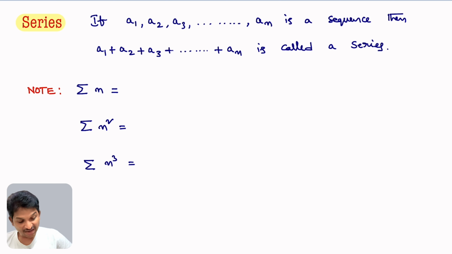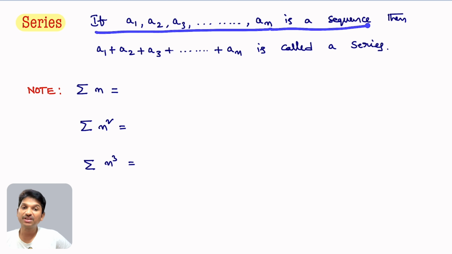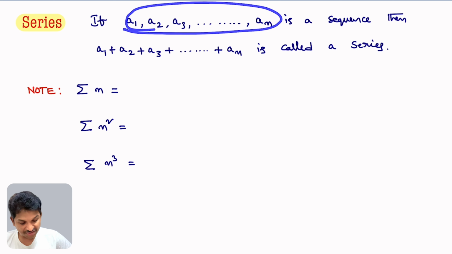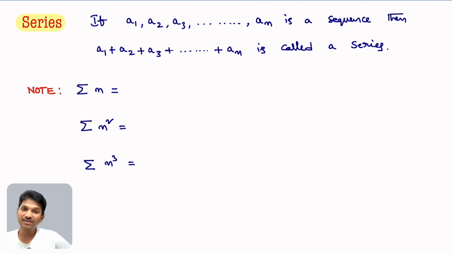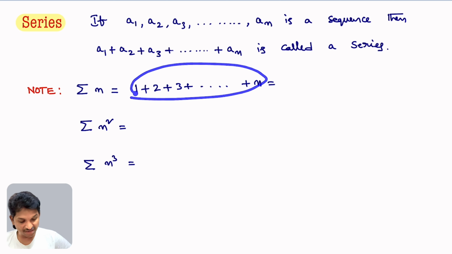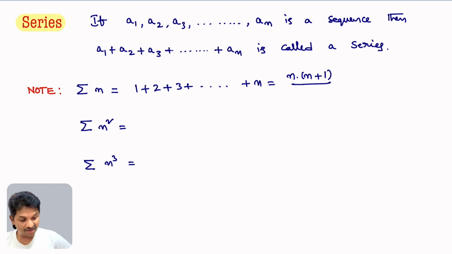Series. What is series? We already discussed in the beginning. If A1, A2, A3, ..., An is a sequence, then the sum of all these terms is called a series, right? A few standard series are there. We use these very frequently. That's why I have taken them here as examples. Sigma n indicates the sum of the first n natural numbers, like 1 plus 2 plus 3 and so on plus n, right? What is this? This is n into n plus 1 divided by 2.